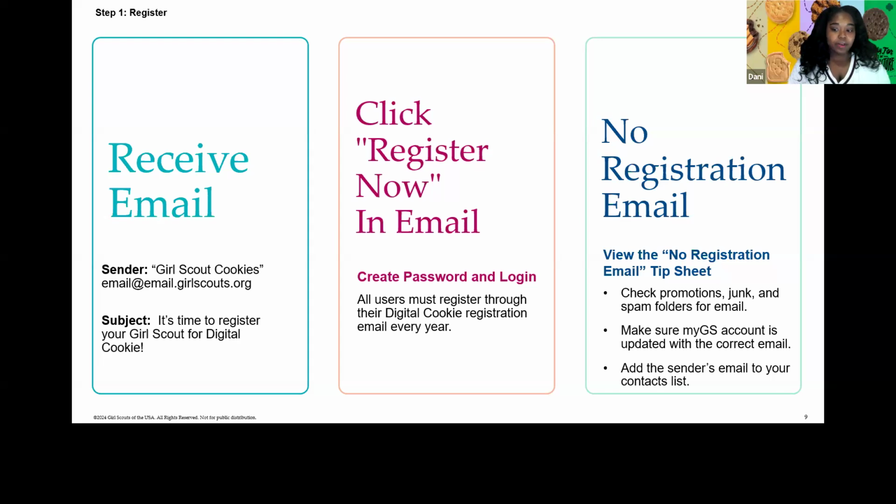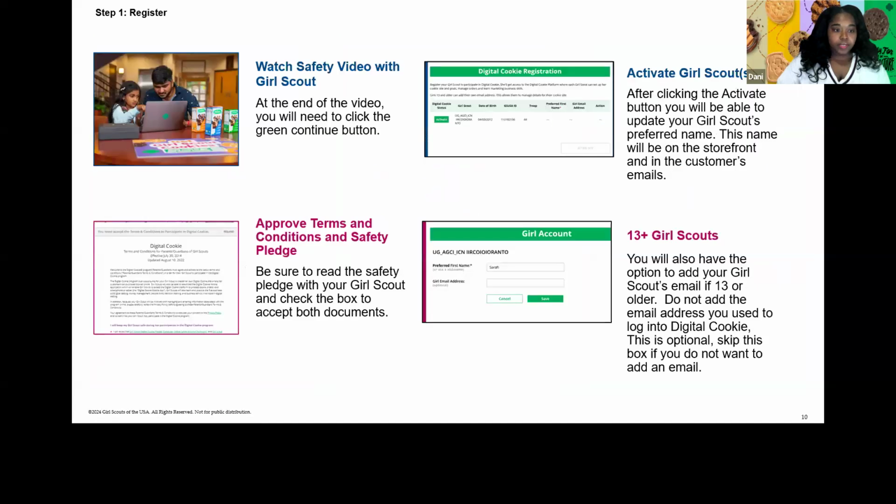Once you find the email, open it and click the Register Now button. You will be taken to the Digital Cookie site to create a password for this year and log in to Digital Cookie. When you first log in, you will need to watch a safety video, so make sure your Girl Scout is with you and available to watch it. There will also be a continue button at the end. You can't proceed any further until the full video has been viewed.